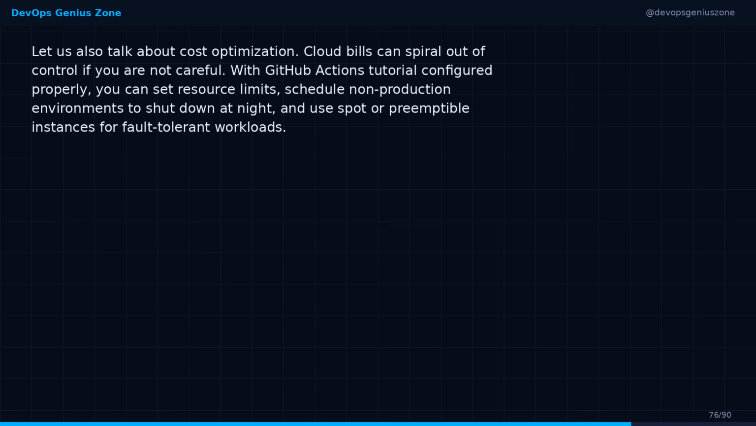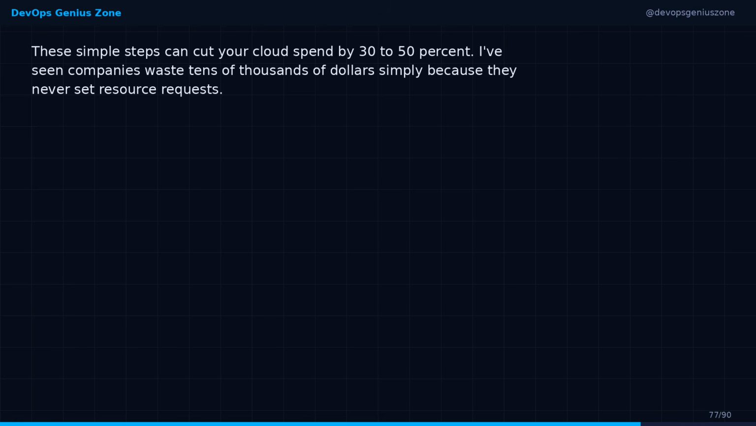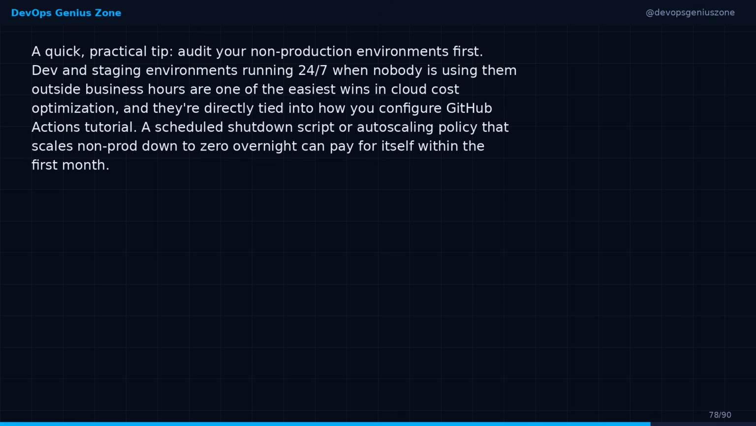Let us also talk about cost optimization. Cloud bills can spiral out of control if you are not careful. With GitHub Actions tutorial configured properly, you can set resource limits, schedule non-production environments to shut down at night, and use spot or preemptible instances for fault-tolerant workloads. These simple steps can cut your cloud spend by 30 to 50%. I've seen companies waste tens of thousands of dollars simply because they never set resource requests.